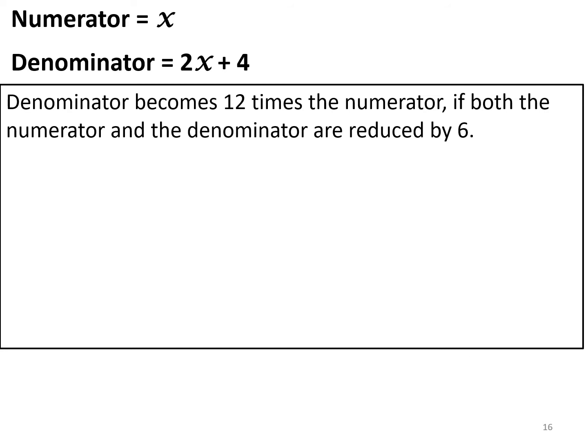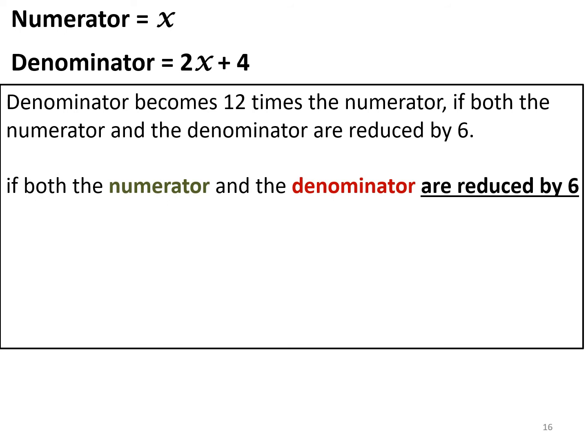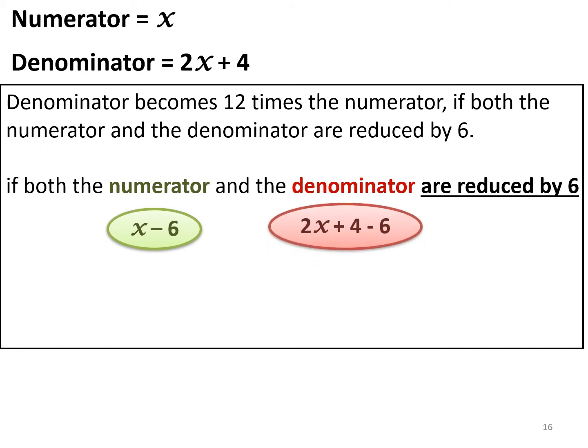The denominator becomes 12 times the numerator if both the numerator and denominator are reduced by 6. This is one condition, but before starting, we will go for the second condition, that means the condition which is written after the comma. That is, if both the numerator and denominator are reduced by 6. Reduced by 6 means they are subtracted. So the numerator will become x minus 6 and denominator will become 2x plus 4 minus 6.